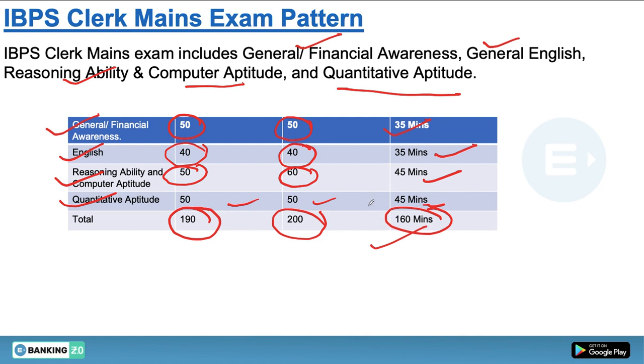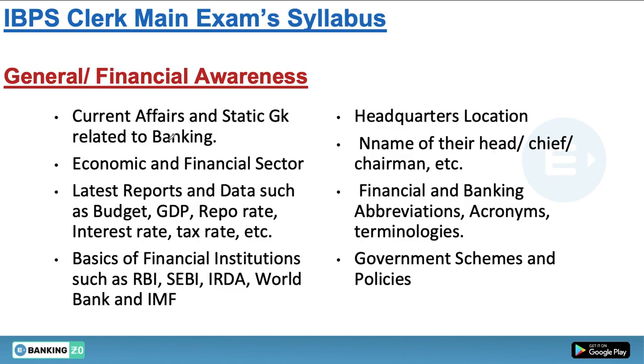Now, talking about the individual sections, coming to the general and financial awareness, you have to study current affairs, the most important thing for any examination. Please be well versed with it. Current affairs and static GK related to the banking, economic and financial sector, latest reports and data such as budget, GDP, repo rate, interest rate, tax rate, etc.